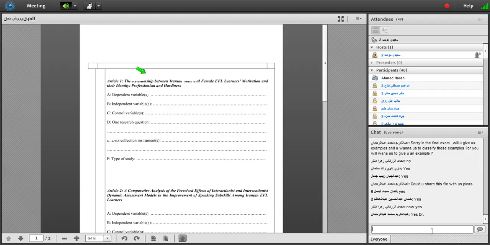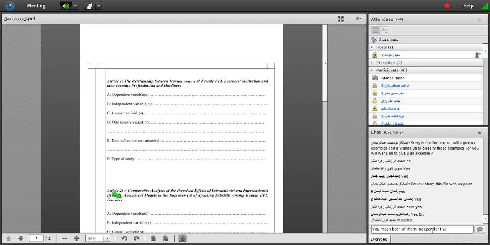But we want to check the relationship between variables. Those variables become independent variables. So here, motivation is one independent variable. Identity is the second independent variable. So we have two independent variables. We want to check the relationship. What type of study is it? The type of study is quantitative and descriptive.